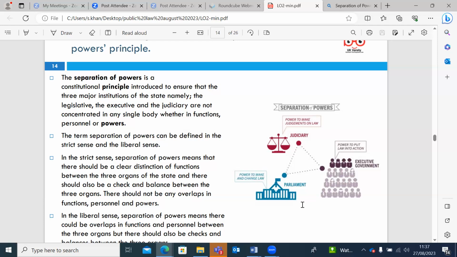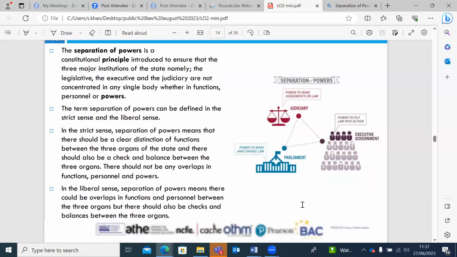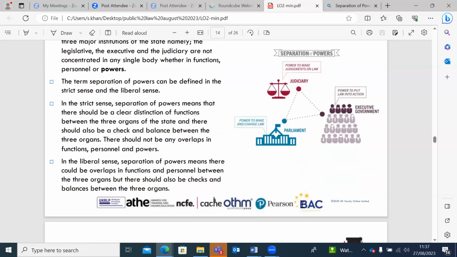There should not be an overlap in functions, personnel and powers. In the liberal sense, separation of powers means that there should be overlaps in functions and personnel between the three organs, but there should also be checks and balances between the three organs. The UK has a separation of powers.